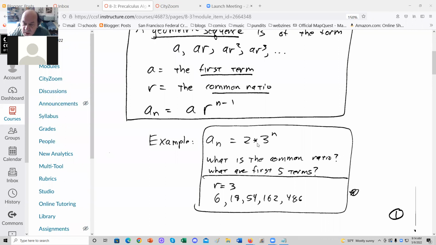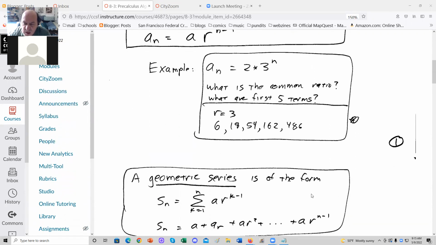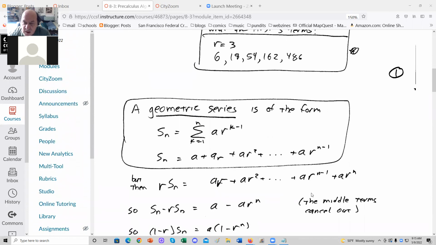So, for example, A_n is 2 times 3 to the n. The common ratio is 3. The first 5 terms are 6, 18, 54, 162, and 486. Okay. A geometric series is a sum of a geometric sequence.